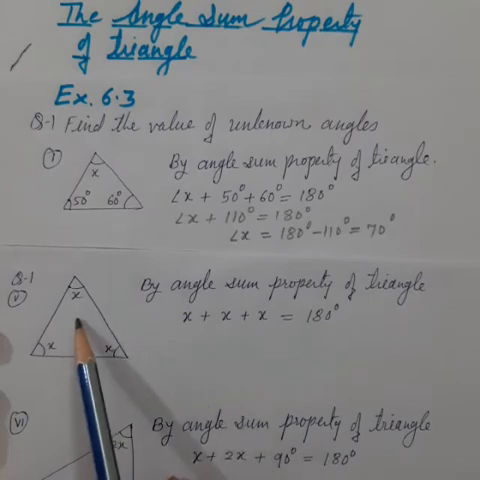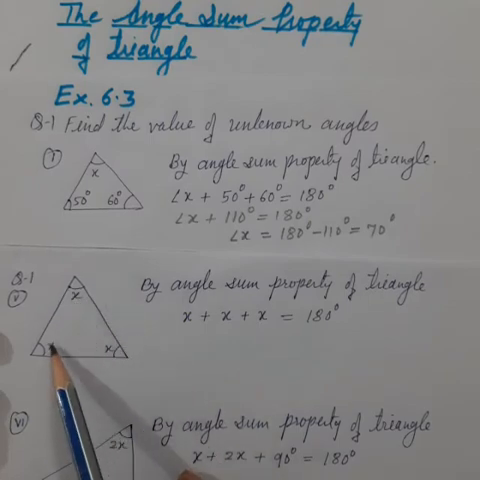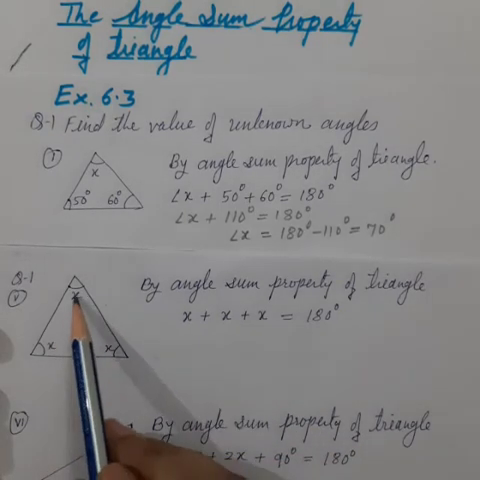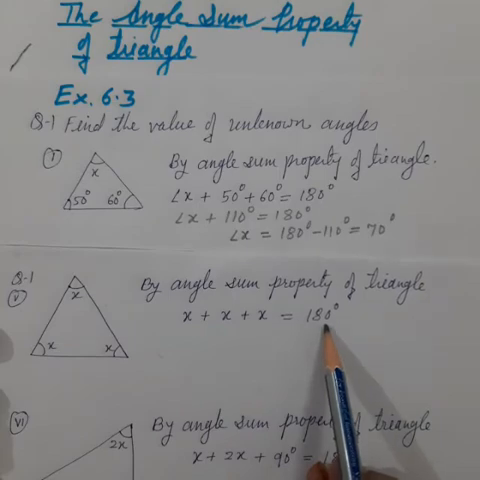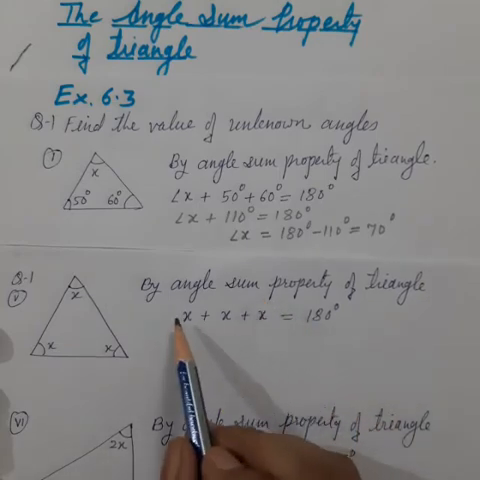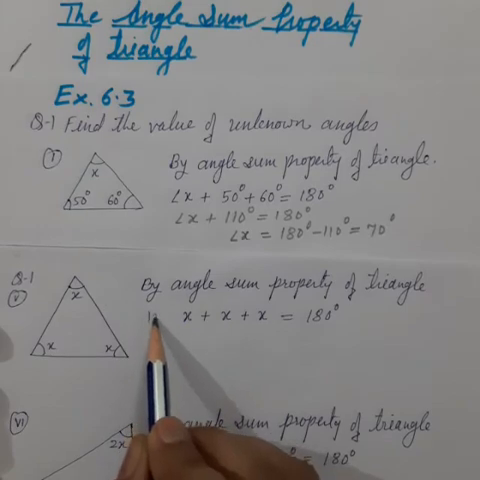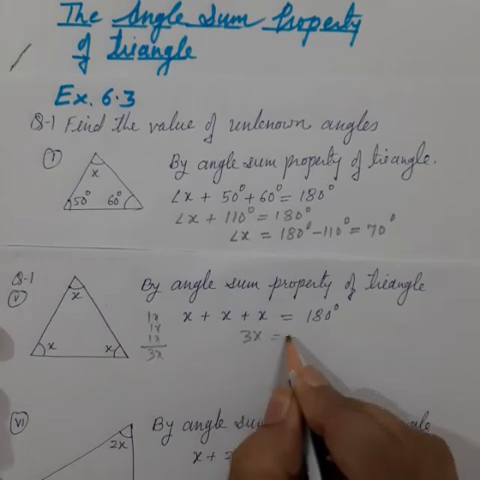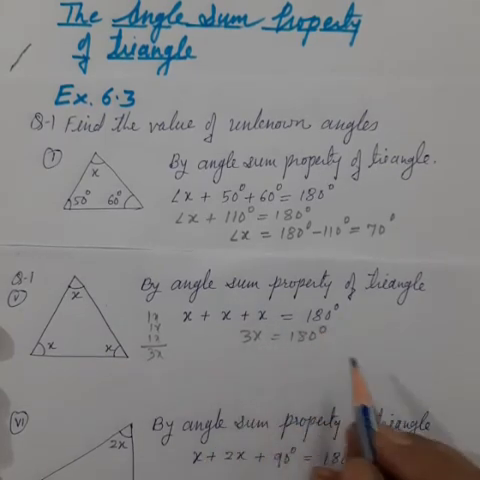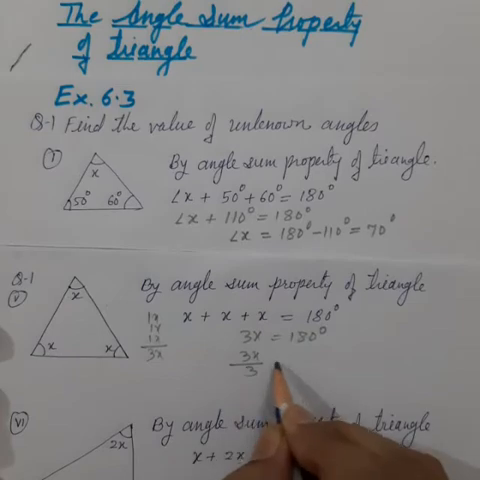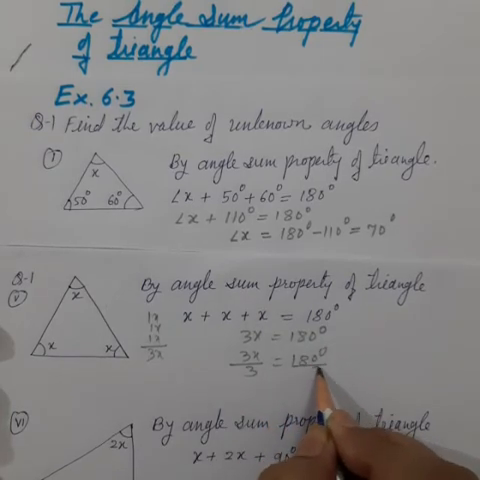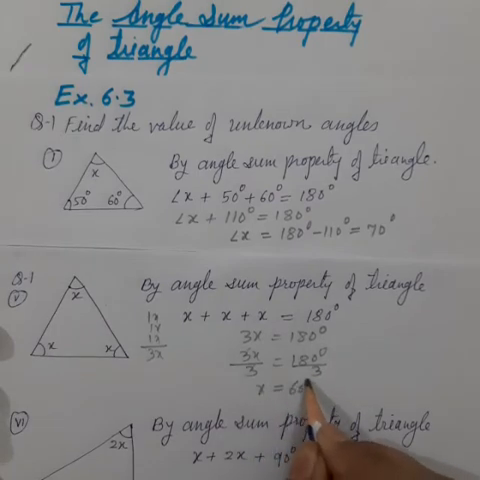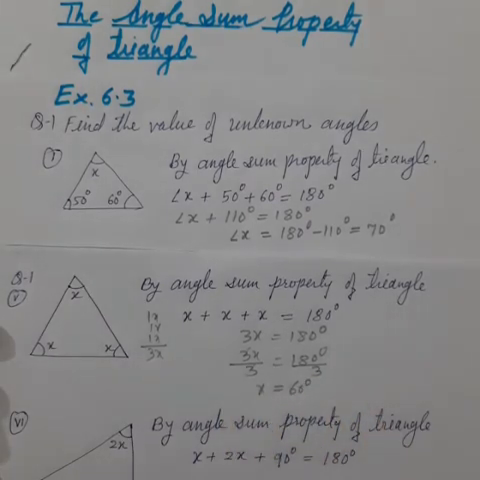Fifth, in this triangle, the measure of all three angles is equal, x, and we have to find out the value of x. So the sum of these three angles of the triangle is 180 degrees by angle sum property of triangle. This is 1x, 1x, 1x. So we get here 3x. 3x equal to 180 degrees. We don't want 3, so divide both sides by 3. 180 degrees divided by 3. 3 will cancel. x equal to, this is 60 degrees. So the measure of x is equal to 60 degrees.